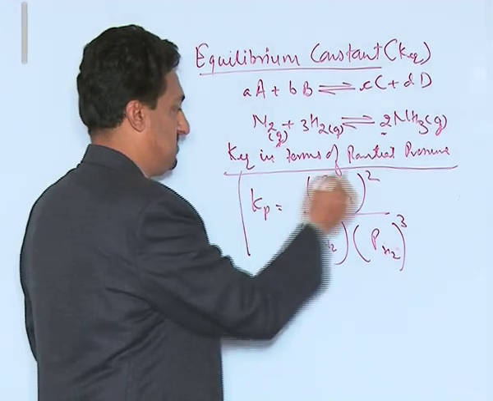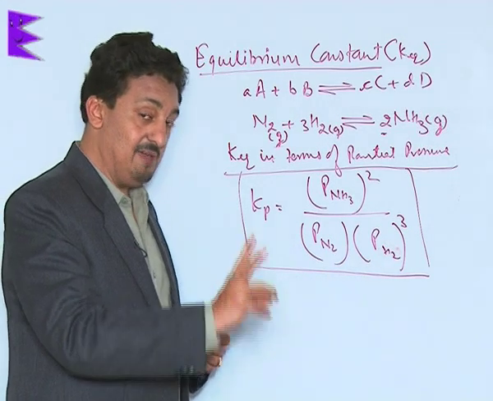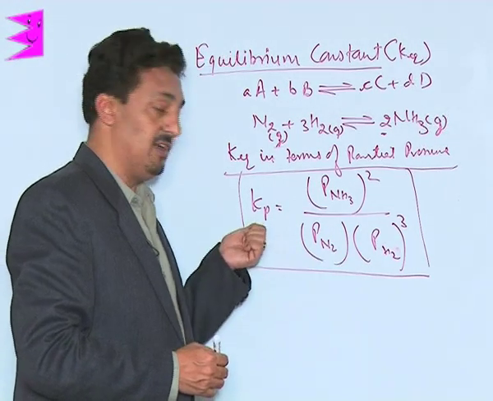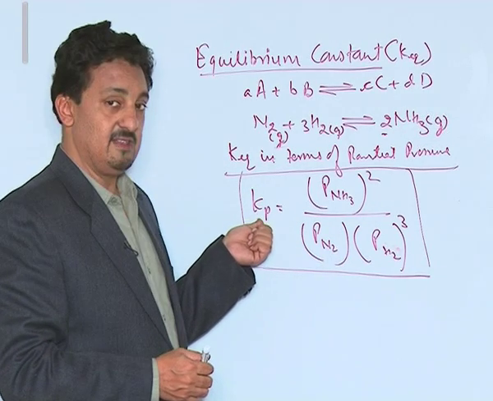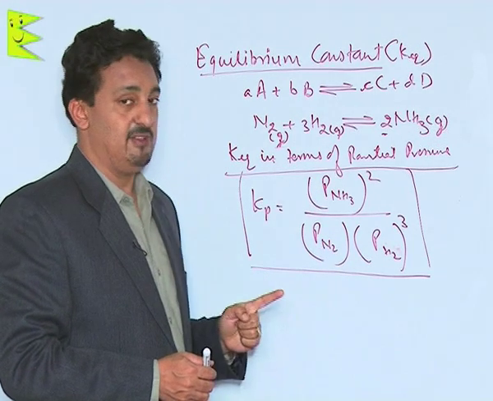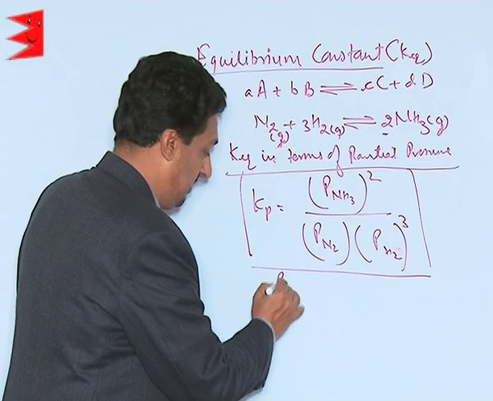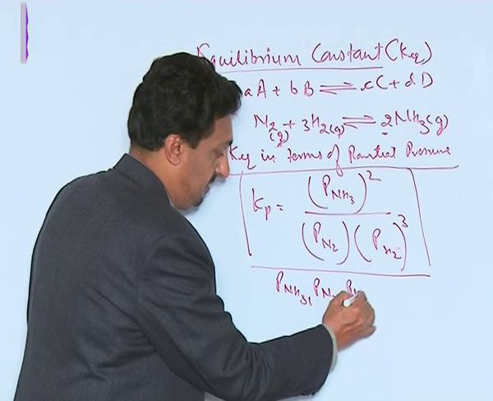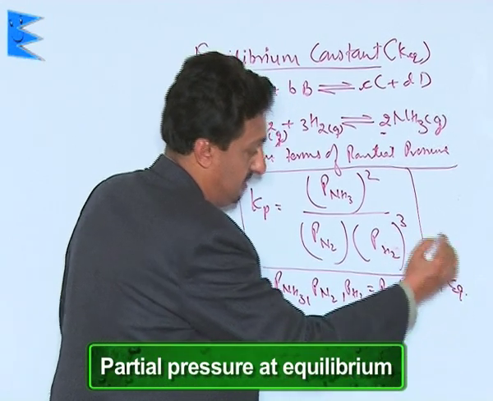And this kind of expression, when we express the amount of the products and the reactants available at equilibrium in terms of their partial pressures, is called equilibrium constant Kp. P is indicating this is in terms of partial pressure. Remember, these partial pressures are not your initial partial pressures. These are your partial pressures at equilibrium. So your P ammonia, P nitrogen and P hydrogen are your partial pressures at equilibrium.